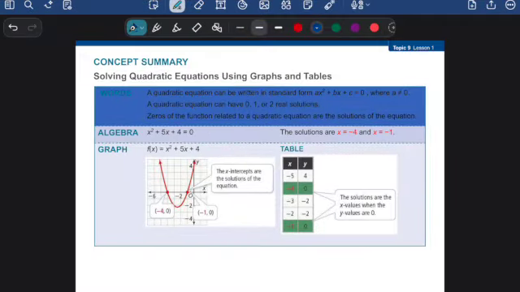We made it to the concept summary for solving quadratic equations using graphs and tables. Your graphing calculator is going to be very useful for this lesson. Remember, we can write a quadratic equation in standard form, like our trinomials, but we're looking for where the output is 0, so it's going to be equal to 0. Okay, and it will have 0, 1, or 2 real solutions, meaning x-intercepts. They're also called the zeros of the function. So if we're looking at the graph that the function will give us, it's where the graph crosses the x-axis.